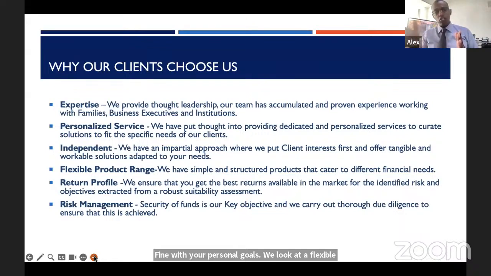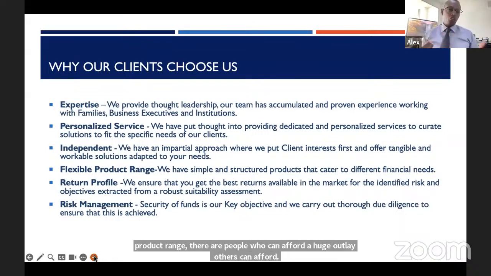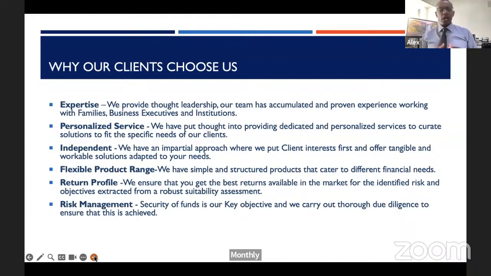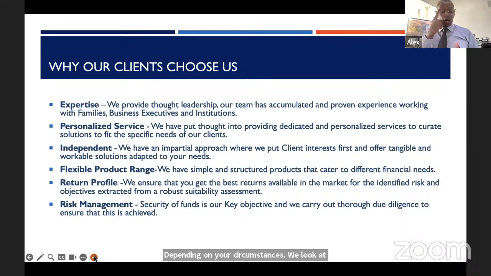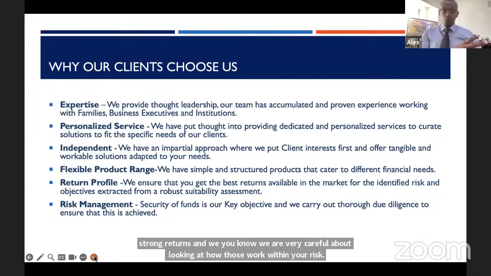Others can afford monthly outlays. How do you fit in? How do we make sure we've structured you very well, depending on your circumstances? We look at giving strong returns, and we are very careful about looking at how those work within your risk profile as well as your objectives.